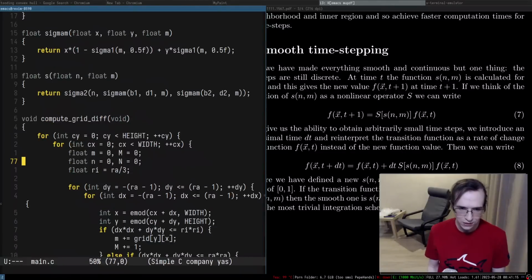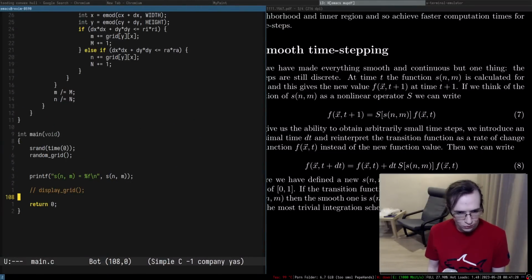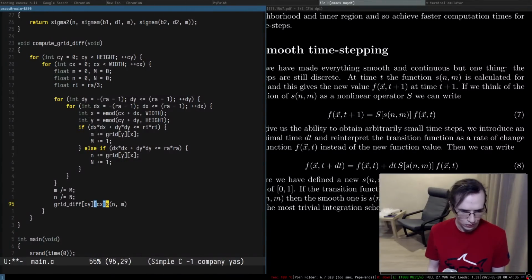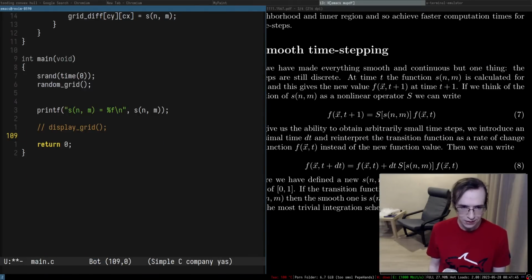We're basically doing that for each individual thing in here. Inside of this loop, once we're done, we can do S, N, and M, and apply it to grid diff for cy, cx. We can just put it in here. And what I want to do is actually print this entire thing.